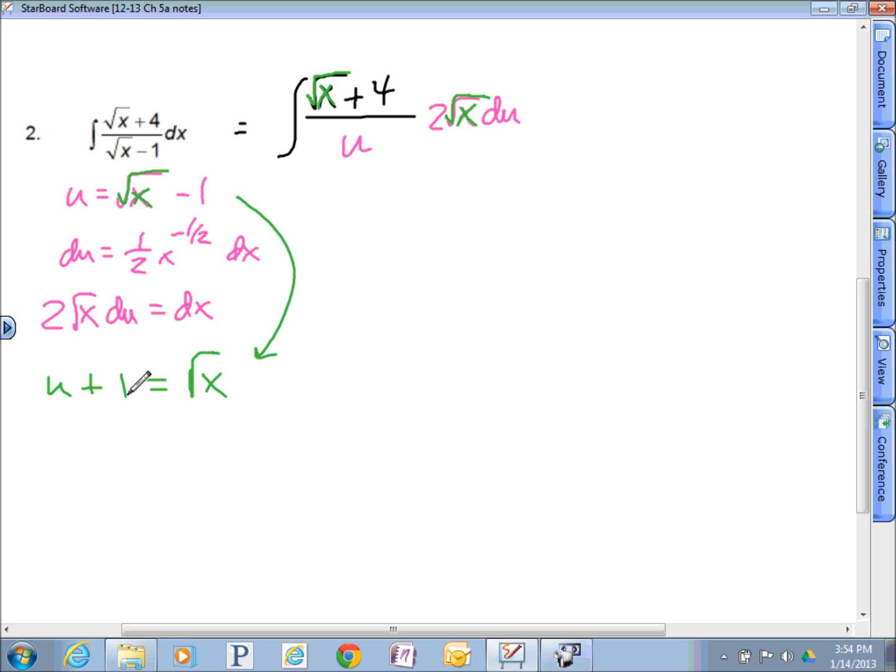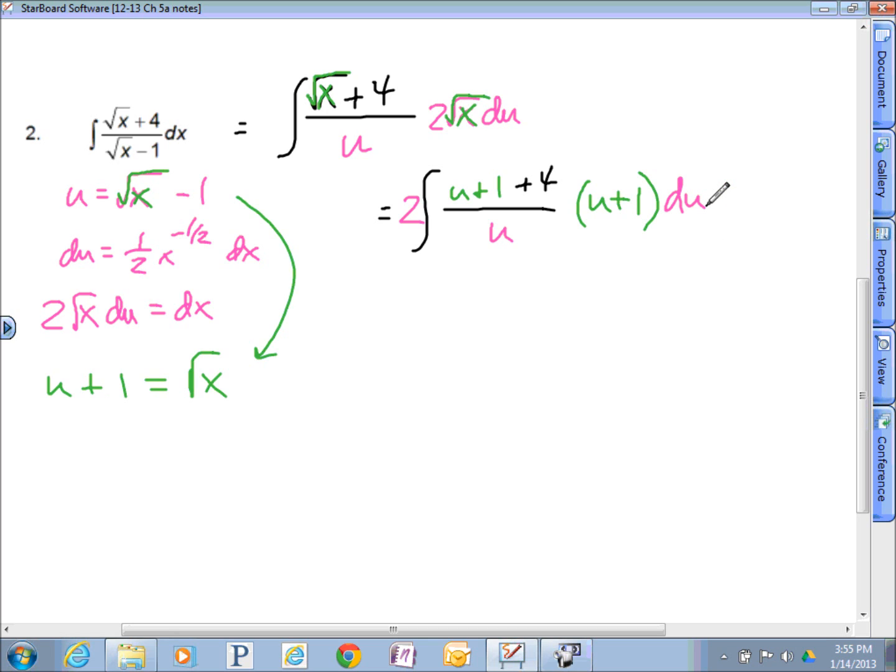My new integral, well, let's see. I've got a u plus 1 plus a 4 in the numerator of my fraction. I've got u in the denominator of my fraction. I've got that 2, a constant that I'm going to pull to the outside, and I've got another root of x that I'm going to replace with a u plus 1 to go along with my du. So I've changed this thing up. I've got a new integral.